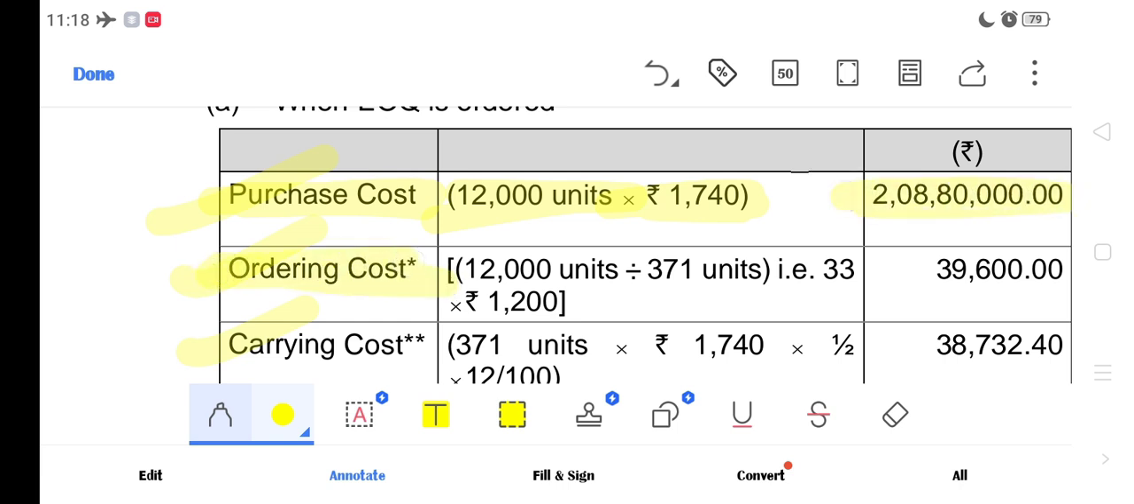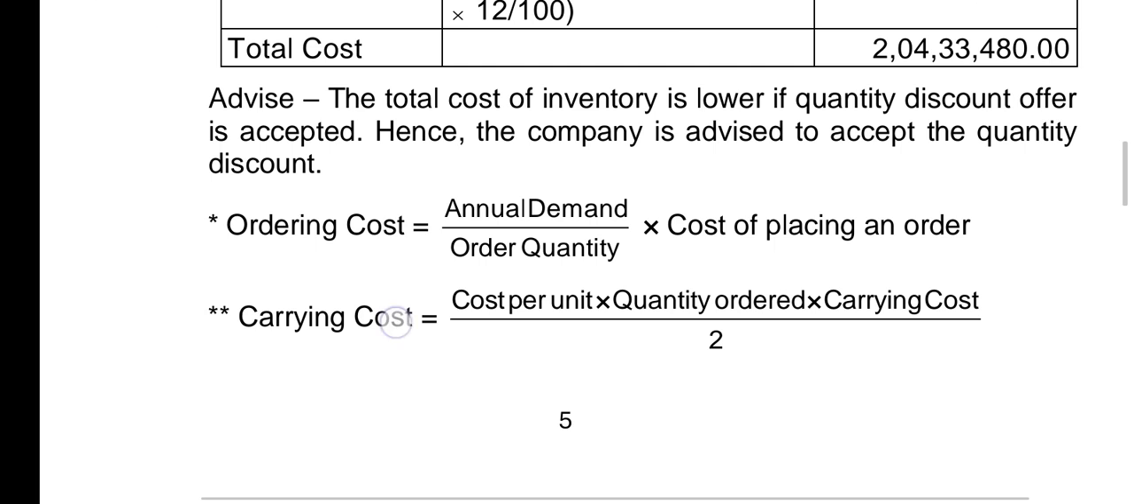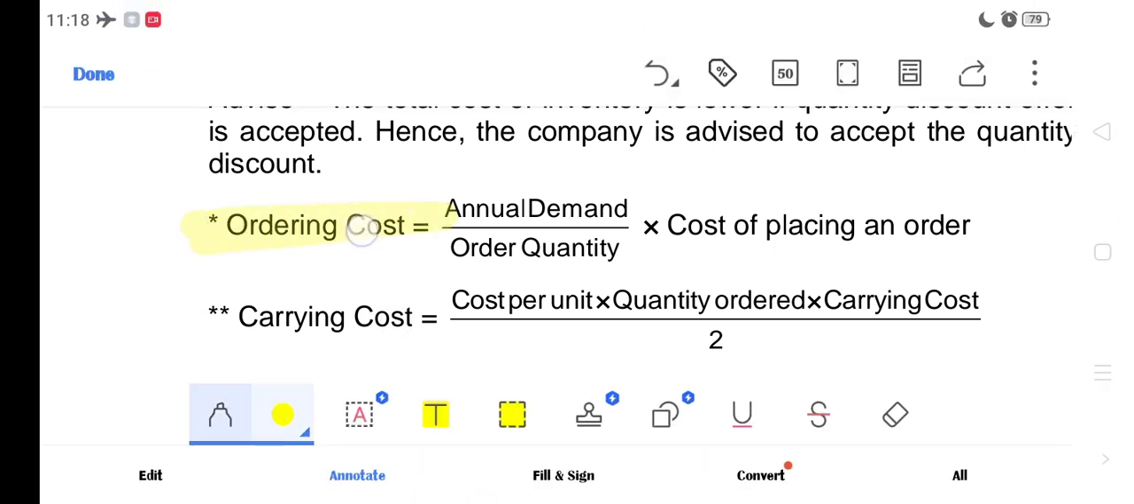And now what is order cost? You know the formula. Annual demand by EOQ. If you divide this annual demand by the EOQ, you get the number of orders. If you multiply that with the per order cost, you get the total ordering cost. You see here, I think they have given the ordering cost.